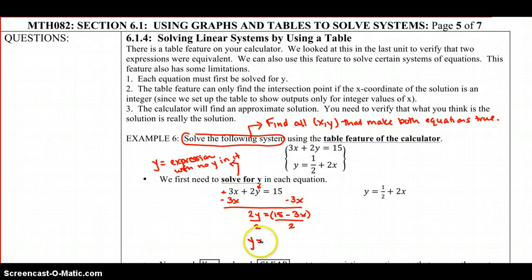So we're going to get y equals, and again, just like we distribute multiplication over addition and subtraction, we also distribute division over addition and subtraction. So this 15 needs to be divided by 2, and this 3 needs to be divided by 2. So we're going to get 15 halves subtract 3 halves x. And our second equation is already solved for y. We have a y equals, and over here there's no y in this expression. So this one's already solved for y.